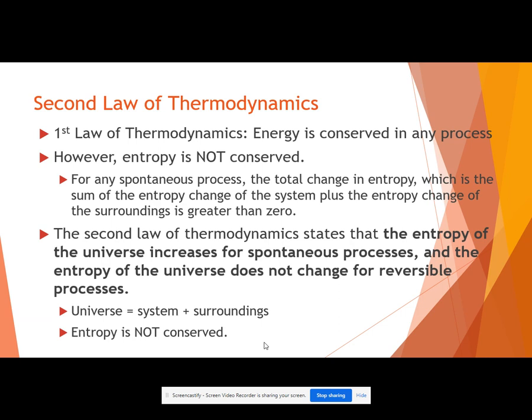So for any spontaneous process, the total change in entropy, which again is going to be the sum, your addition of your system plus your surroundings, is going to be greater than 0. So again, the total entropy greater than 0. Because we know that, that leads to our second law, which states that entropy of the universe increases for spontaneous processes, and the entropy in the universe does not change for reversible. So in other words, the entropy of our universe is always increasing. We're continuously becoming more random. So again, our universe is systems plus surroundings, entropy not conserved.